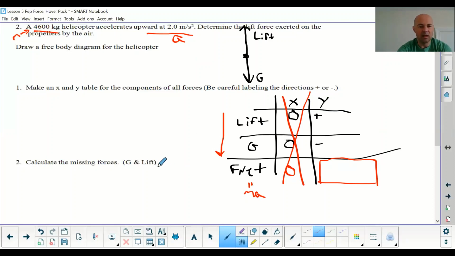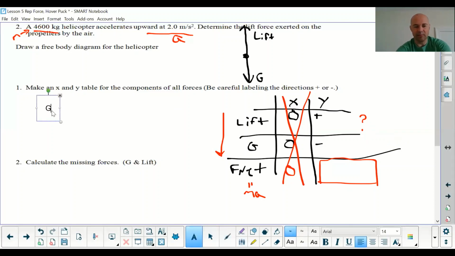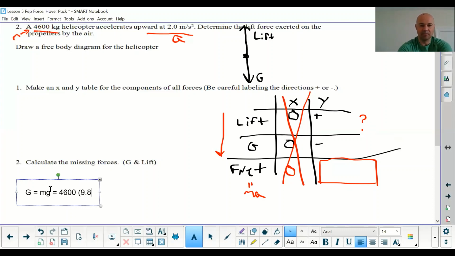So we're looking for the lift. That's going to be our thing that we're solving for. So I'll put a question mark there. Gravity is just going to be m times g. So let me type that out. So the gravity force is m times g. And the mass was 4,600. Multiply that by 9.8, and that is 45,080, and that's newtons. So that's going to go in this gravity box. So negative 45,080. So that's that one.